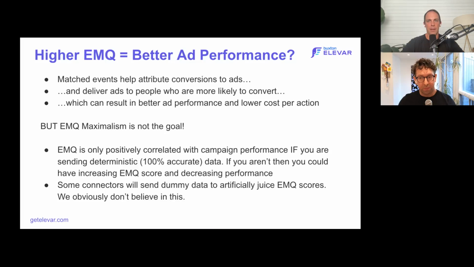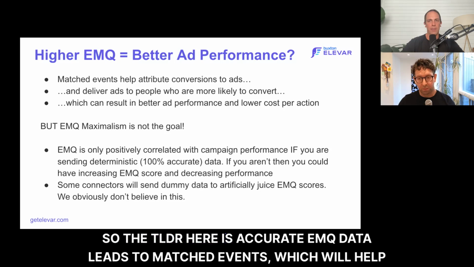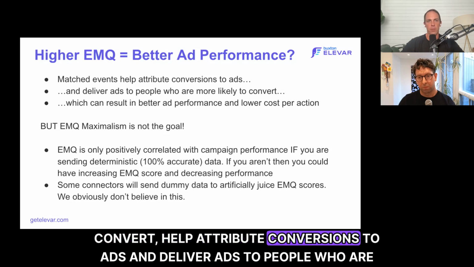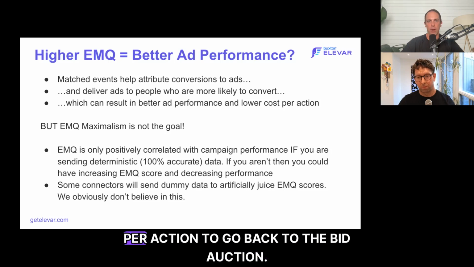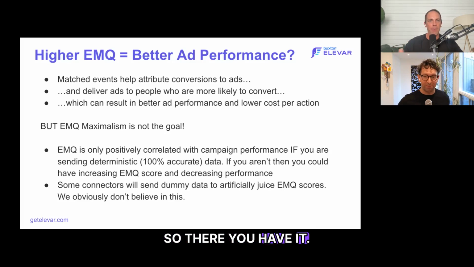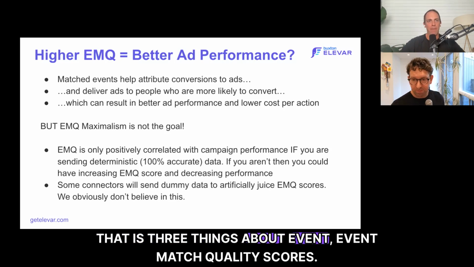Yeah. So the TLDR here is accurate EMQ data leads to matched events, which will help attribute conversions to ads and deliver ads to people who are more likely to convert, which can result in better ad performance and lower cost per action. To go back to the bid auction. So there you have it. That is 3 things about event match quality scores.